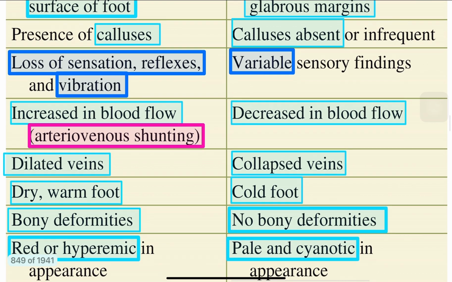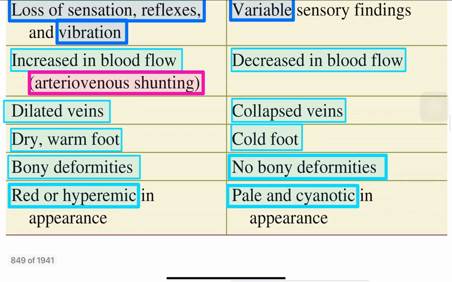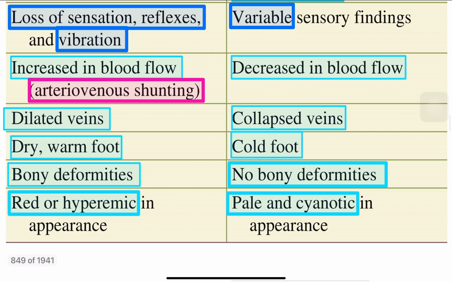So remember, neuropathic ulcer has loss of sensation, reflexes and vibration. Now come to the blood supply. In ischemic ulcer there will be decreased blood supply. In neuropathic ulcer it is increased blood flow, which you can say is arteriovenous shunting. Now come to the veins. In ischemic ulcer the vessels collapse, so the veins are collapsed. In neuropathic it is dilated.